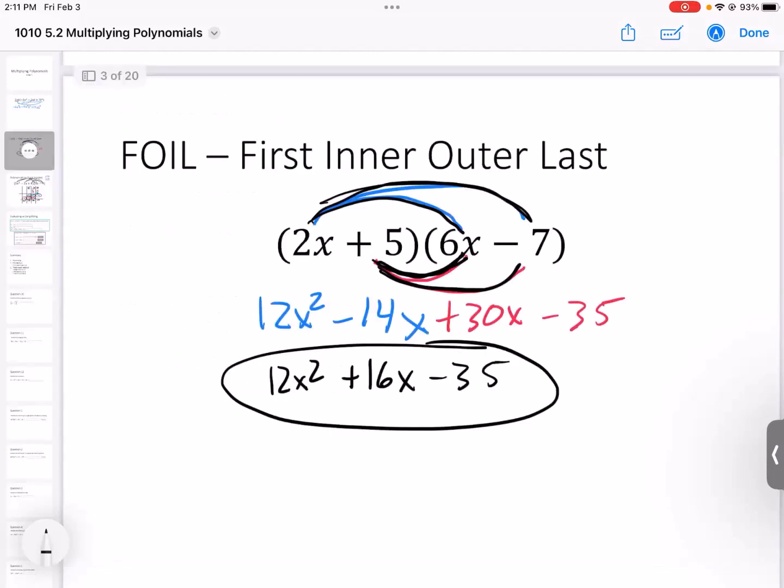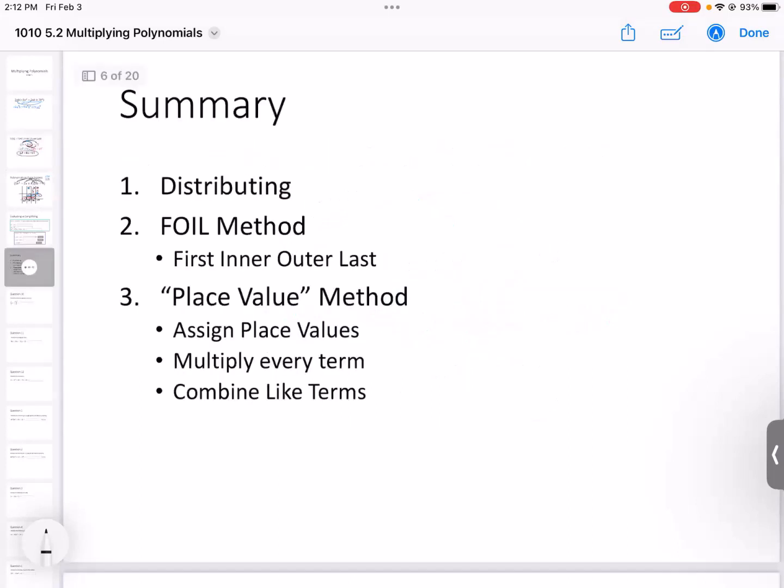So the FOIL method is just a way of remembering the distributing method. When people do FOIL, they'll say, oh, well, the first term times the first term is 12x squared. Then they'll go to the inner ones and say 5 times 6x is 30x. It's just kind of like an acronym to help them remember that. So it's basically a way to remember the distributing method, but it only works with binomials, which is why it's not very useful if you have trinomials. So, any questions on any of that we covered so far?